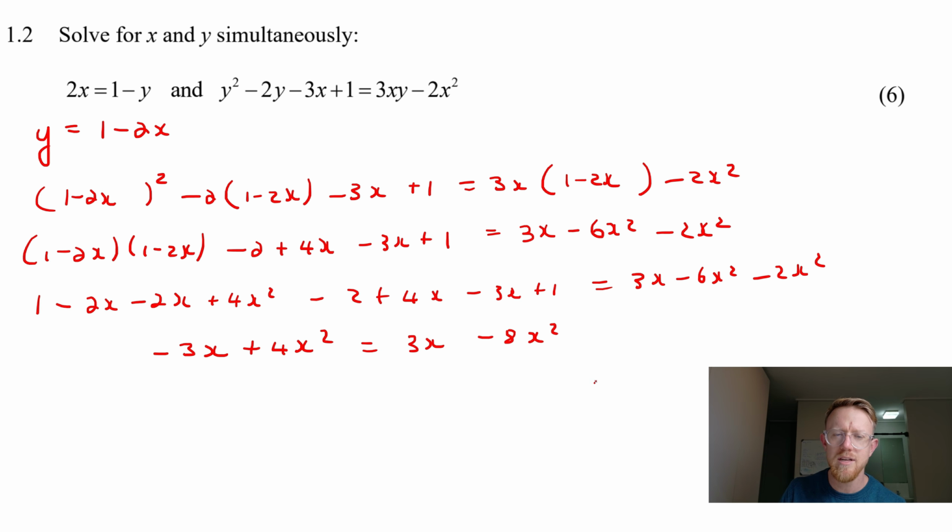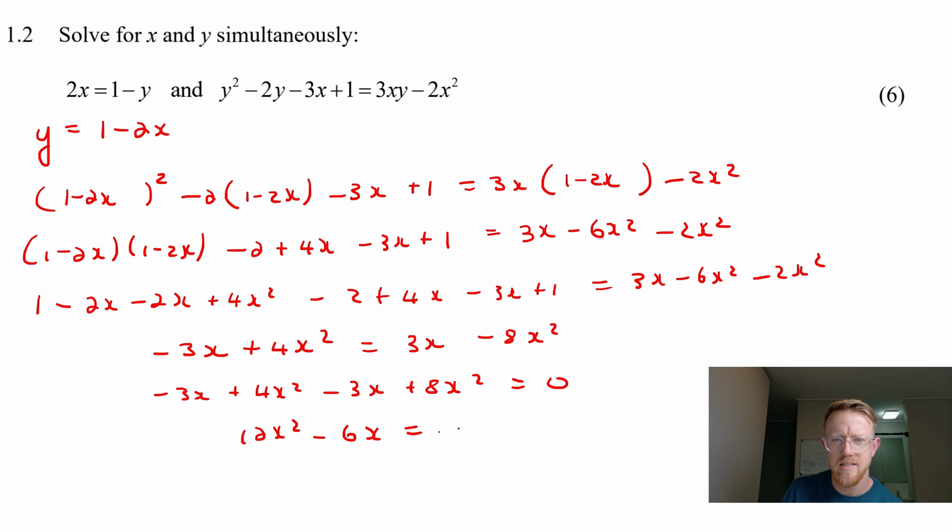Now we take everything to one side, so I'm going to take everything to the left. So we're going to end up getting minus 3x plus 4x squared minus 3x plus 8x squared equals 0. And then we end up with 12x squared minus 6x equals 0.